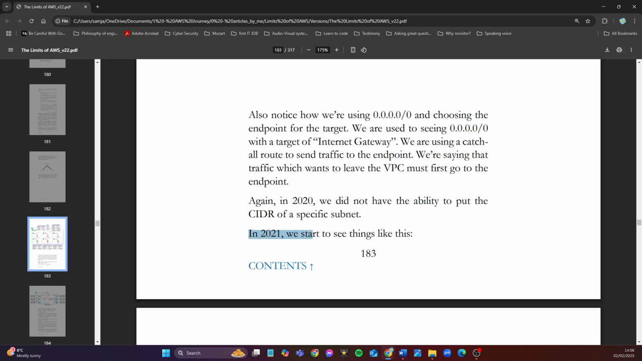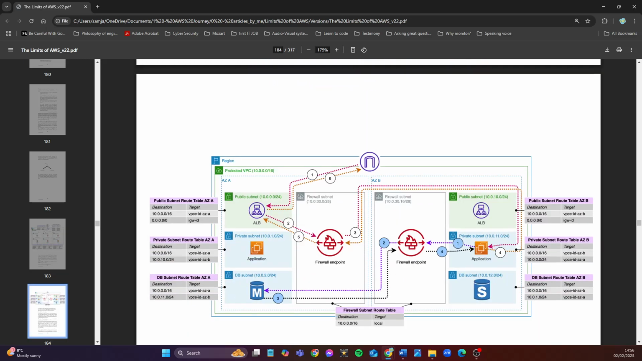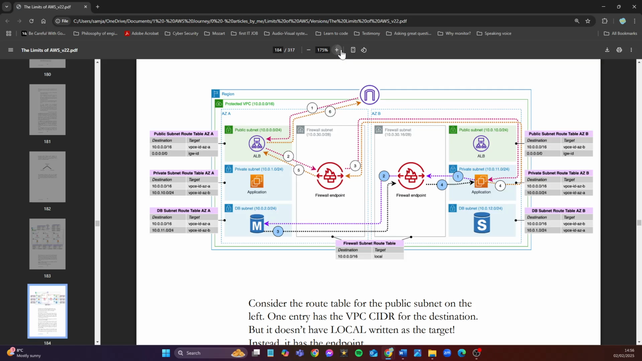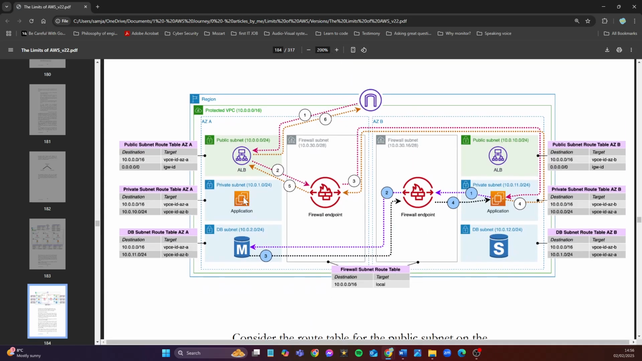But in 2021, we started to see things like this. Okay, let's break this down. So we have, again, multiple AZs, one AZ on the left, one AZ on the right. That's the dotted rectangle with a blue colour. If we look at AZ A, we've got an ALB, an application load balancer, in a public subnet.